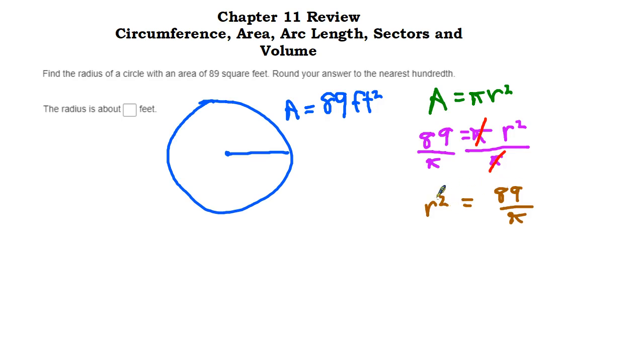Okay, I think what we do to get rid of that r squared is we are going to square root. So I'm going to go ahead and put a square root there. That makes it into just plain old r. And then if we square root one side, we'll square root the other side. And so that is the square root of 89 over pi. Now, if we had to do this exactly, we'd probably have to rationalize the denominator. But in this case, they're asking us to round to the nearest hundredth. So we can just put these numbers into the calculator and go for it there.